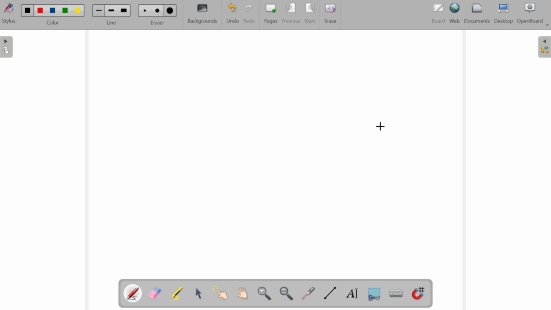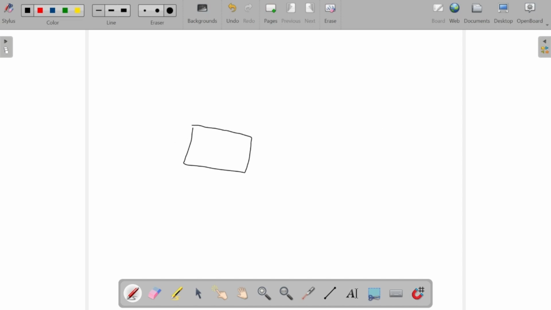Welcome to today's class where we're going to be talking about what is friction. Friction is a contact force that is the result of two objects that are touching each other, trying to move and slide against each other.